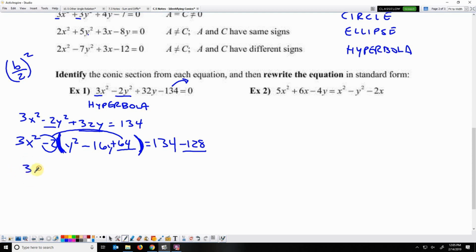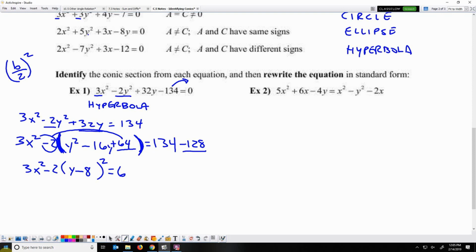So I've got 3x squared minus 2 times, and I'm going to factor this. Completing the square helps me to factor this into a binomial times itself. Okay, what multiplies to 64 and adds to negative 16? Negative 8 and negative 8. So it's y minus 8 times y minus 8, or y minus 8 squared. And 134 minus 128 is 6.